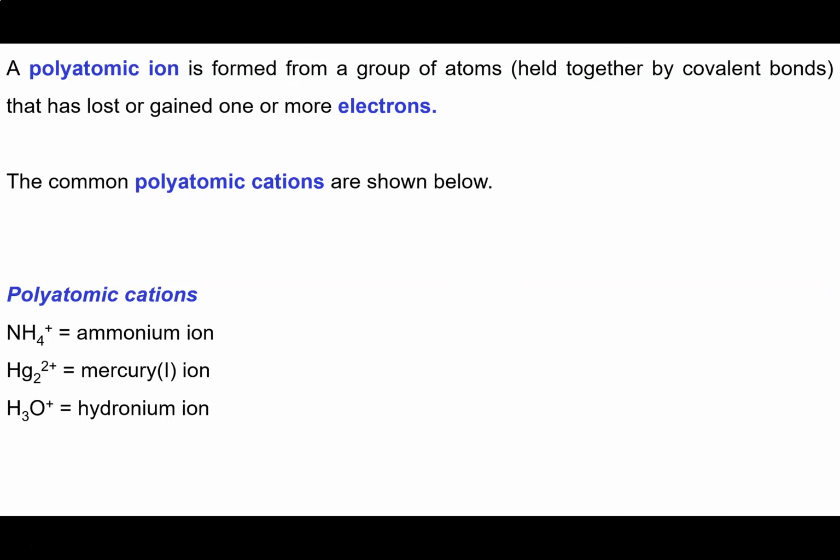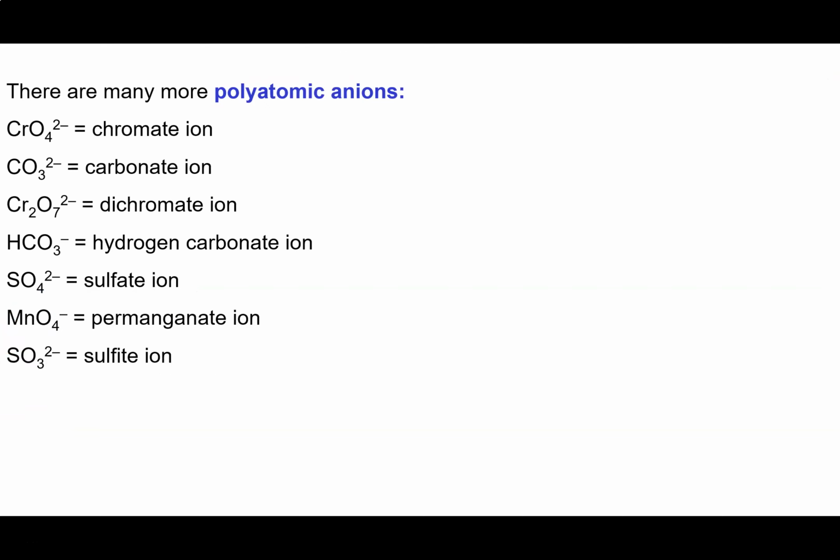So there are only three common polyatomic cations. These are the ammonium ion, the mercury 1 ion, and the hydronium ion. And the ammonium ion, NH4+, is particularly common, and the hydronium ion is probably slightly less commonly observed. And the mercury 1 ion, I don't think I've ever seen a problem involving the use of the mercury 1 ion that's relevant to our class.